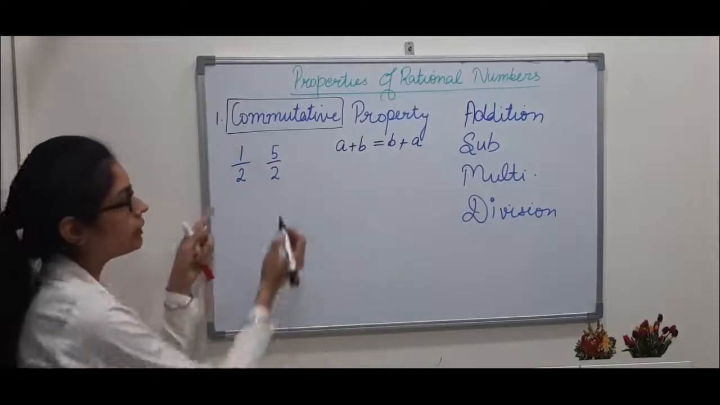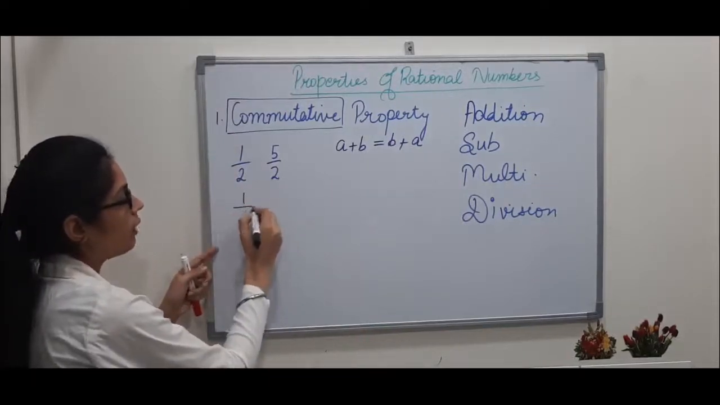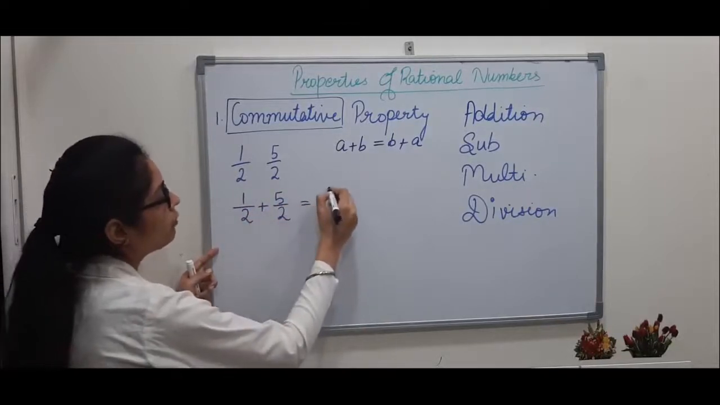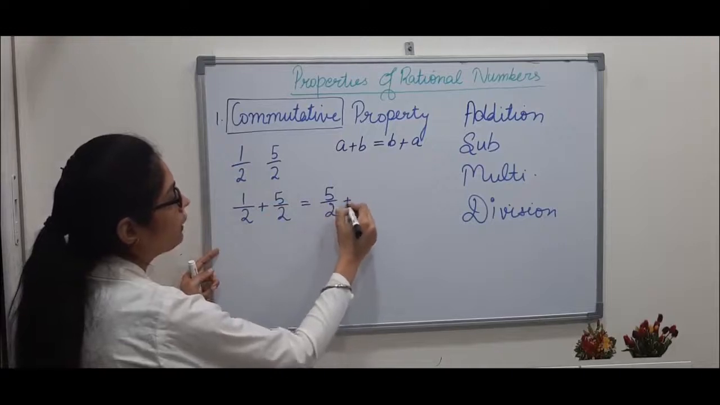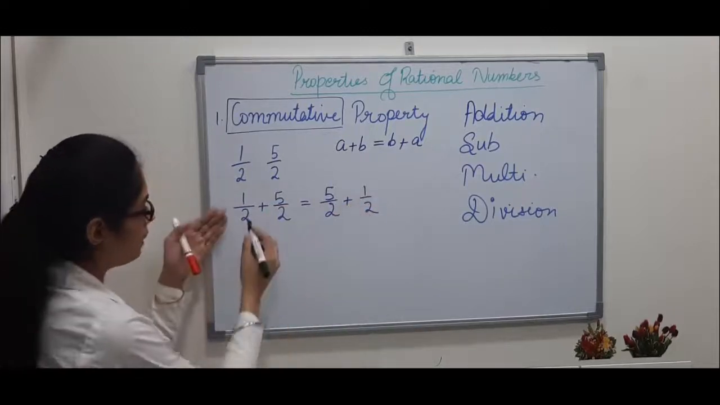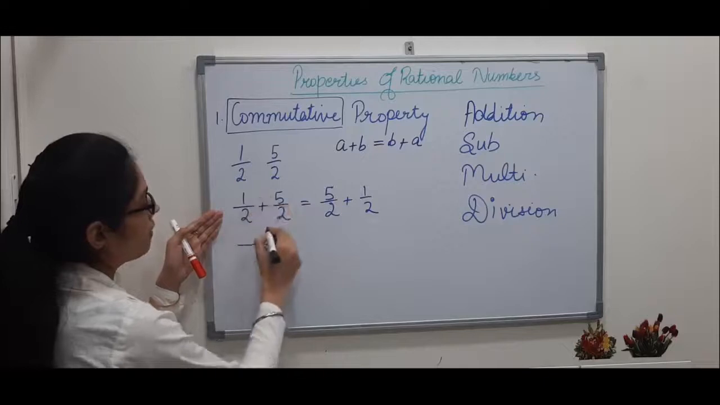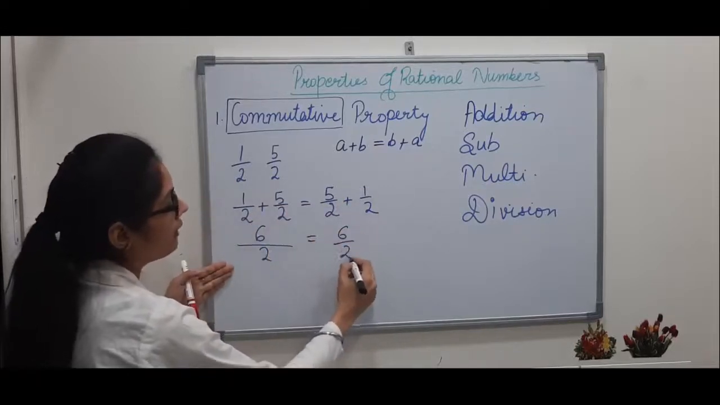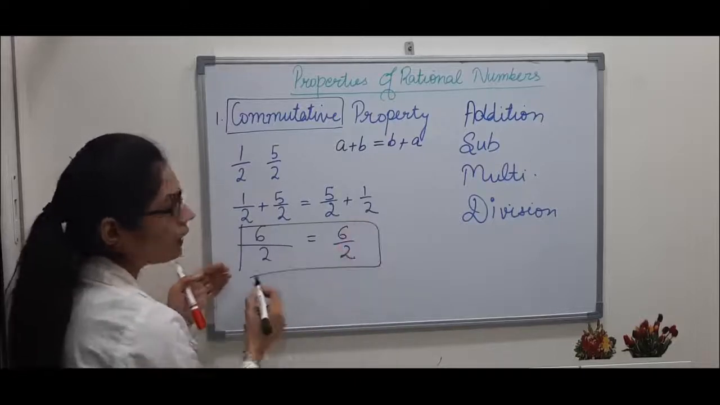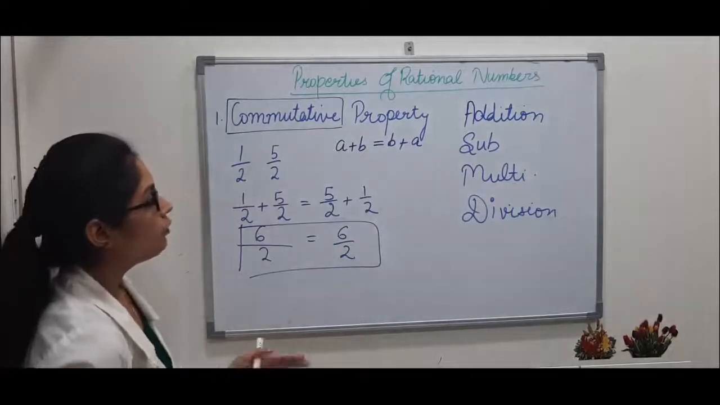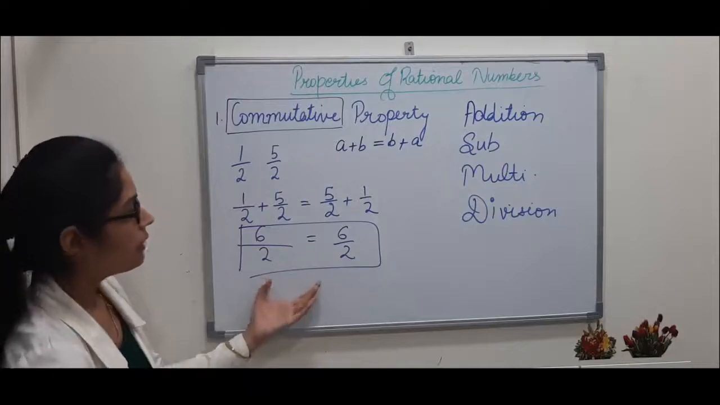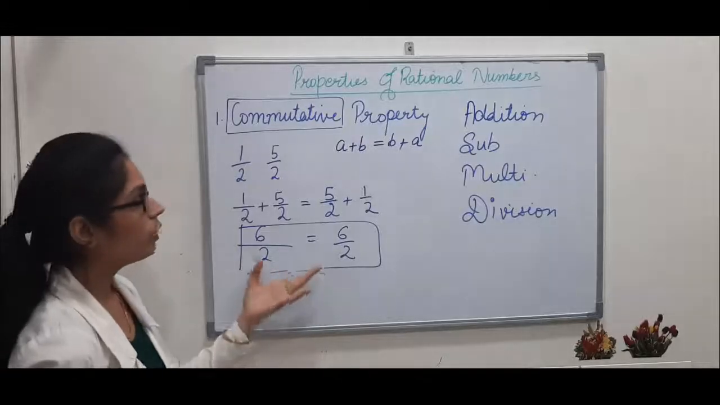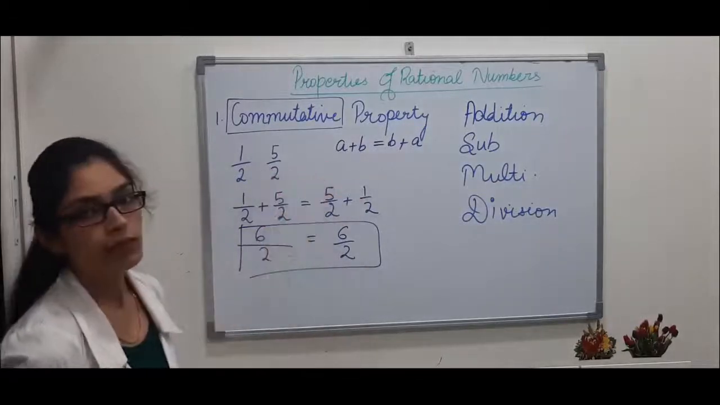Let's do it for these two numbers. For example, if I am adding 1 by 2 and 5 by 2, it should be equal to when I am adding 5 by 2 plus 1 by 2. See, 1 plus 5 is 6, it's 6 by 2, and 5 plus 1 is 6, 2 I will write as it is. On both the sides I got 6 by 2, which means addition of two rational numbers is commutative. It's verified for commutative property. Let's find it for subtraction.